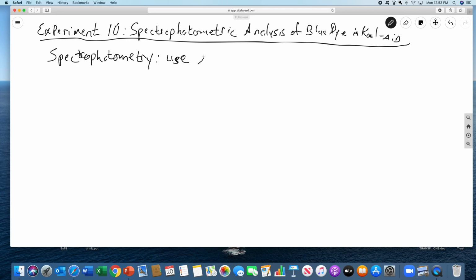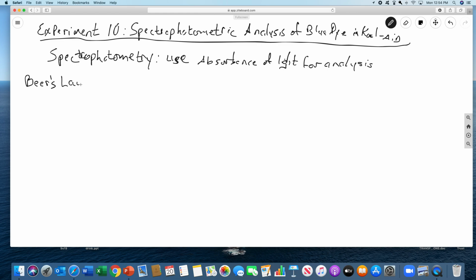We use absorbance of light for analysis. And you've done this yourself, you just can't be quite as quantitative. You could have two solutions that were blue, and one is bluer than the other, and you could say this one is bluer than that one, but you can't say how much. So what this does is it takes advantage of what's called Beer's law.